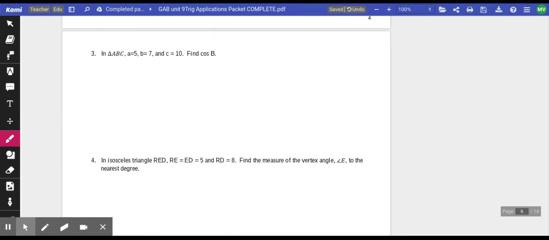This time, I'm trying to find the cosine of B. So again, I'm going to start by drawing my triangle.